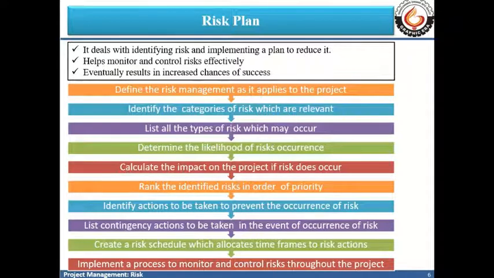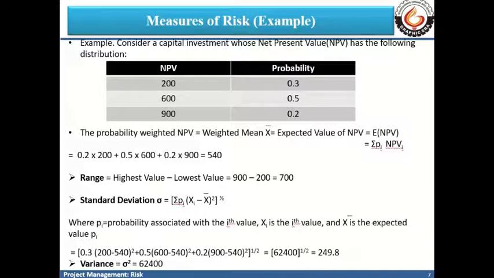Now, earlier we had talked about some of the prominent measures of risk, like the range, the standard deviation, semi-variance and variance. Through an example, let's try to develop a better understanding of that. There is this example given for a capital investment. For a project, you require some capital investment, and the analysis often is done through the net present value approach, like how much is the NPV of a particular project.